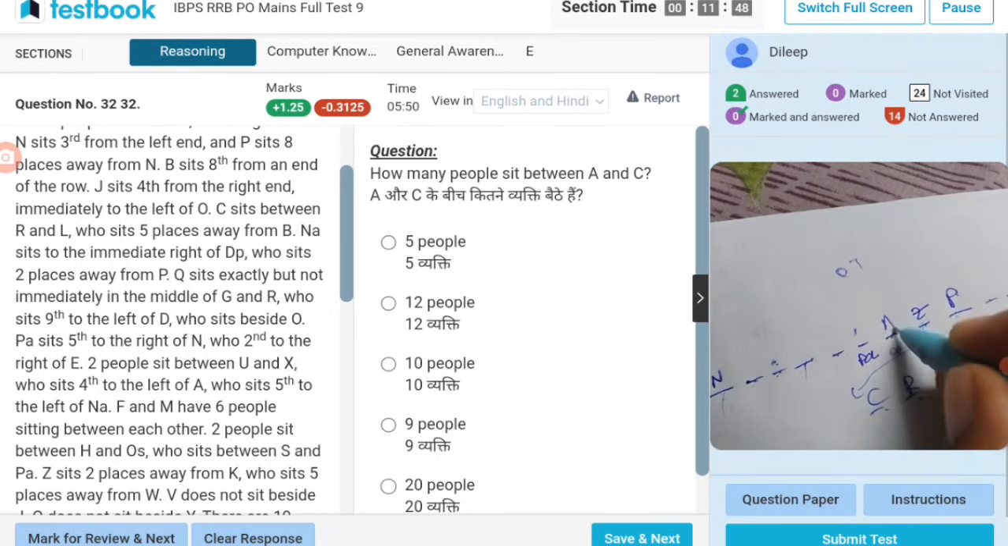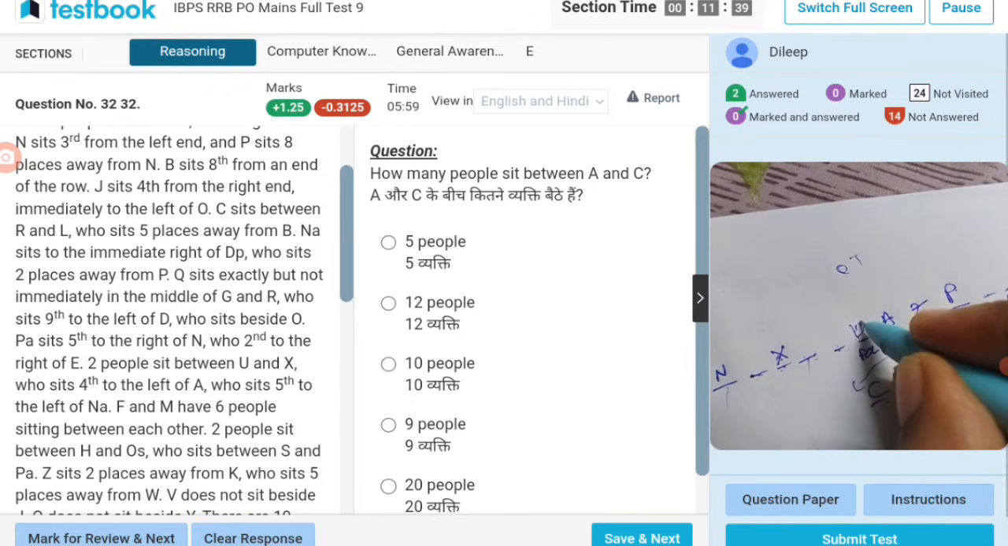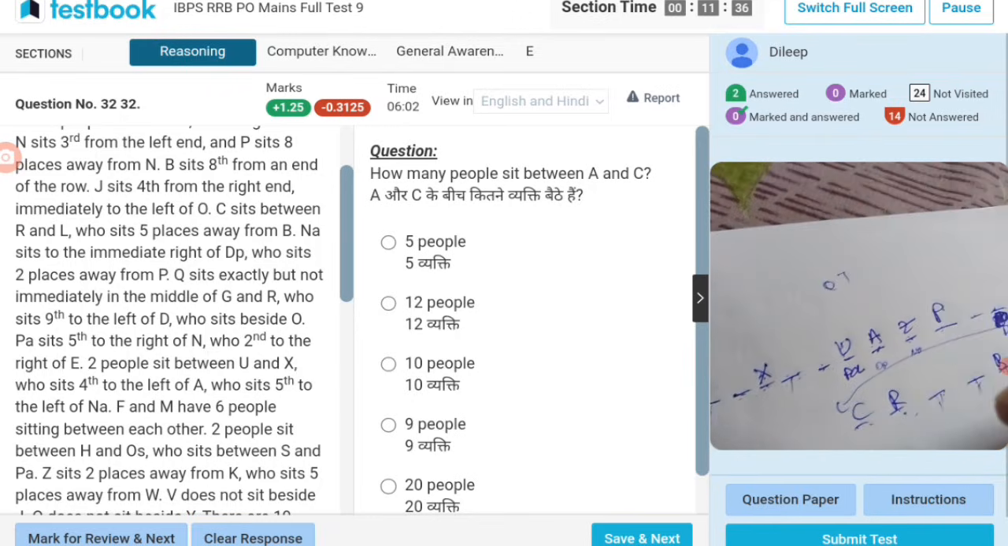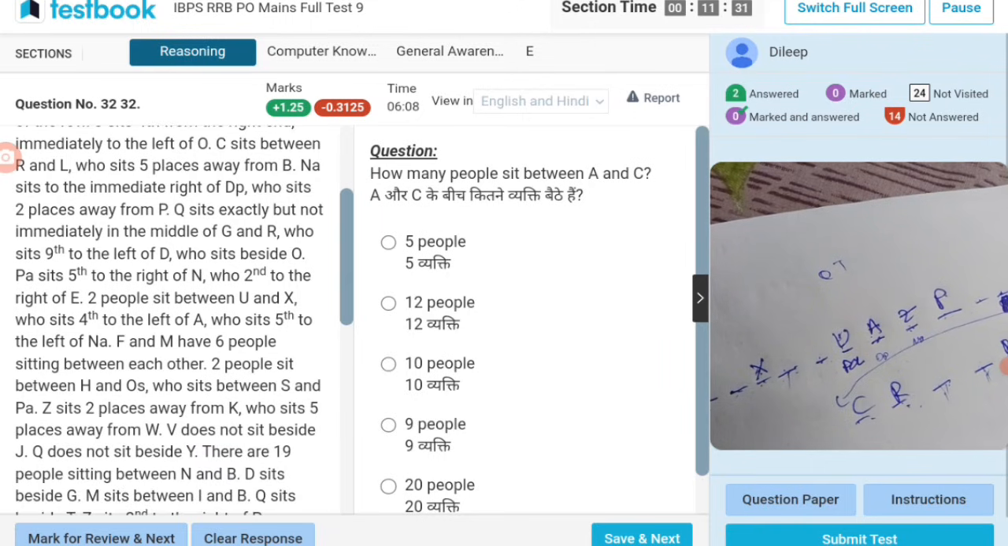Three, four, five. X, 2 people between U and X. That is 2 places away from the K. 5 places away from W. 3, 4, 5. O, W.